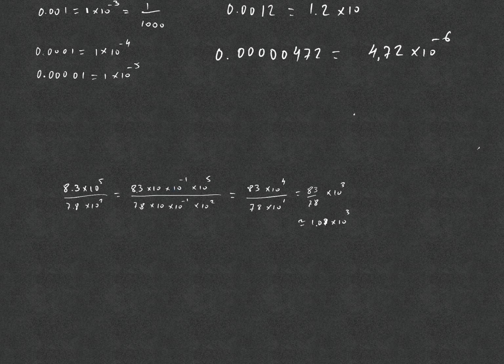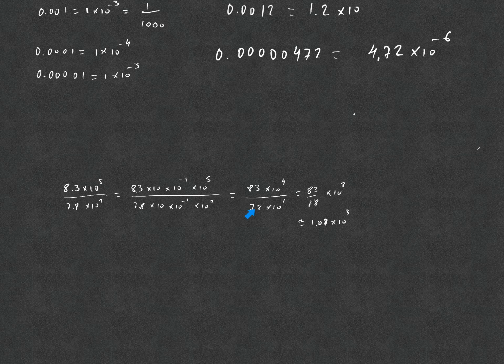What do I get doing this? Well, I get that 8.3 by 10 is 83. I do the same thing in the denominator. So 83 is here. And now 10 raised to the power 5 times 10 raised to the power minus 1 is 10 to the power 4. I do the same thing in the denominator.